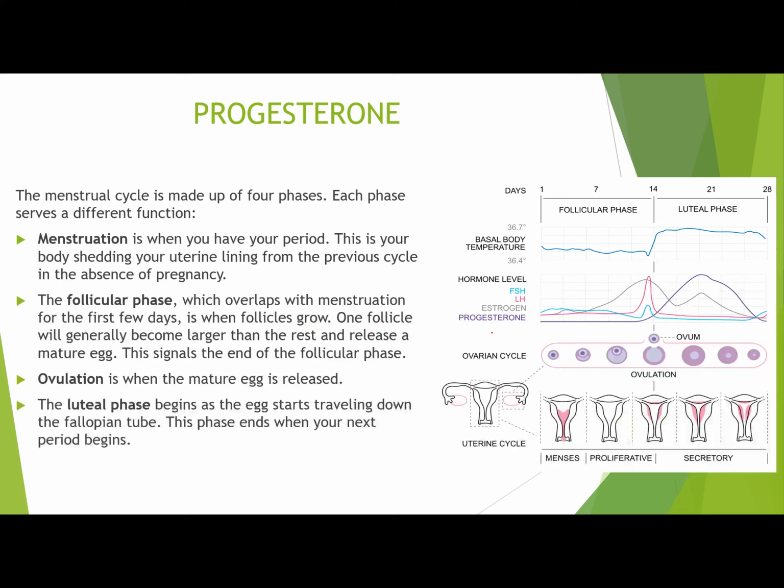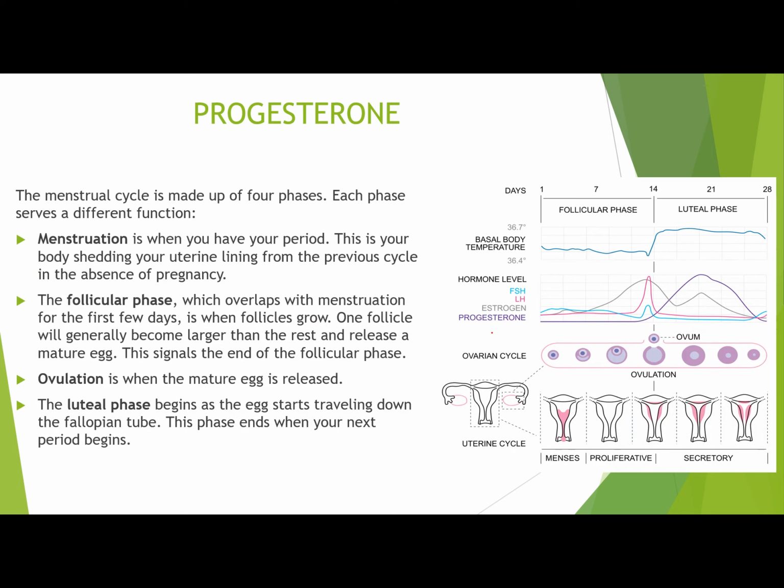Now, the menstrual cycle is made up of four phases. Each phase would serve a different function. Menstruation is when you have your period, and this is your body shedding your uterine lining from the previous cycle in the absence of pregnancy. The follicular phase, which overlaps with menstruation on the first few days, is when follicles grow. One follicle will generally become larger than the rest and release a mature egg. This signals the end of the follicular phase.